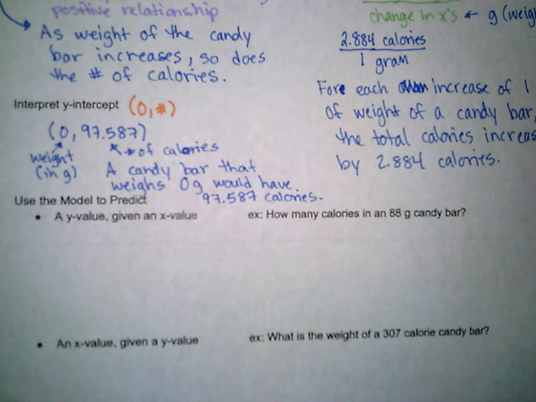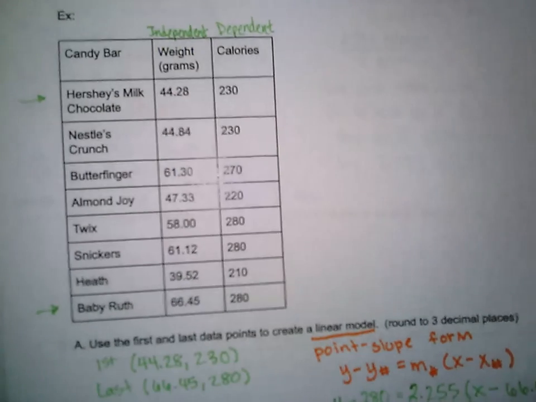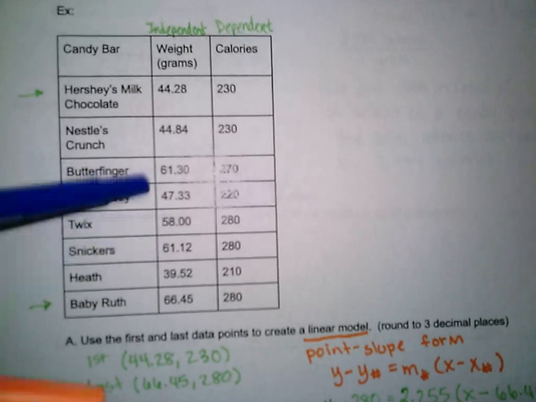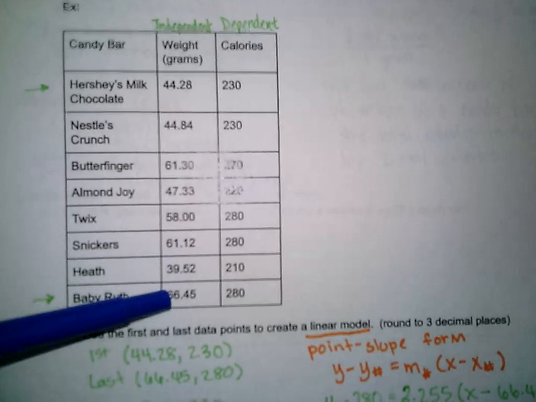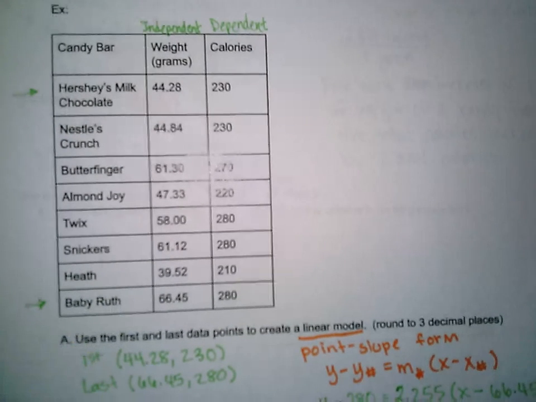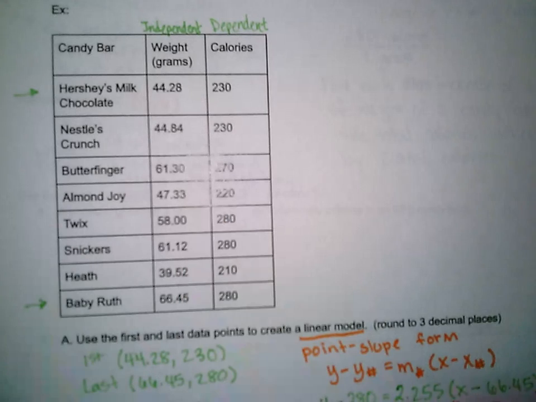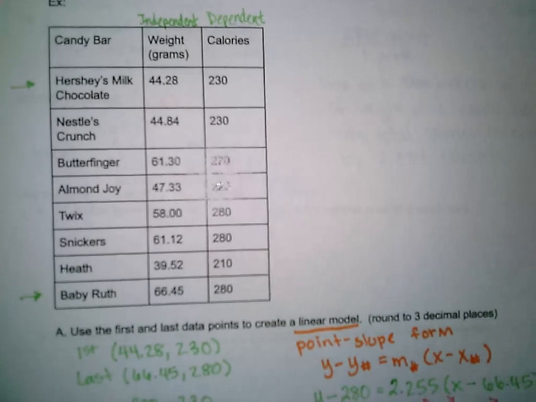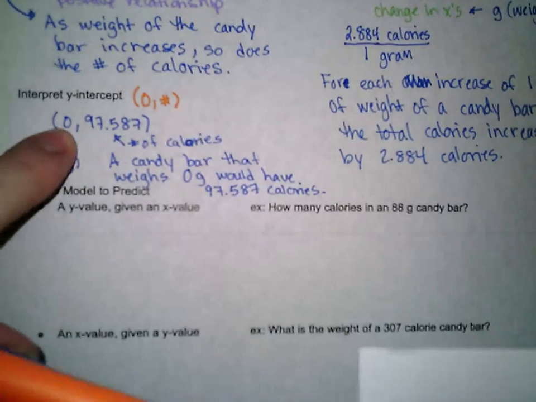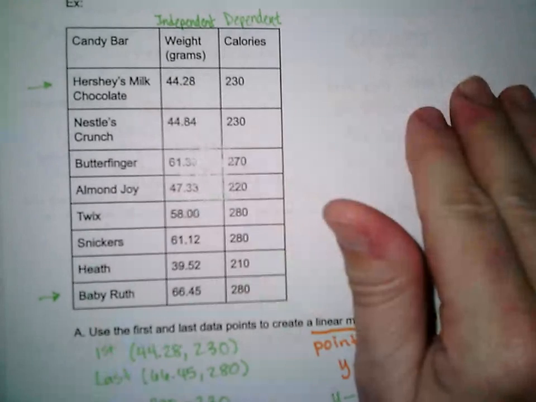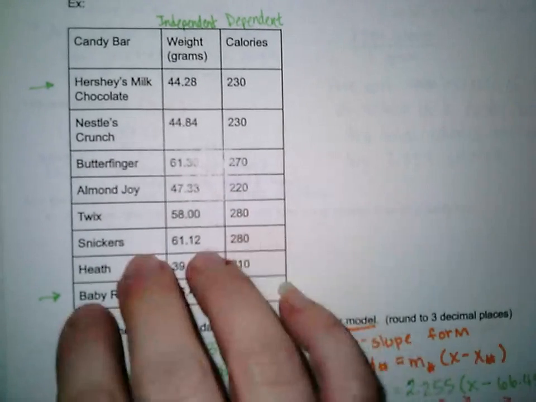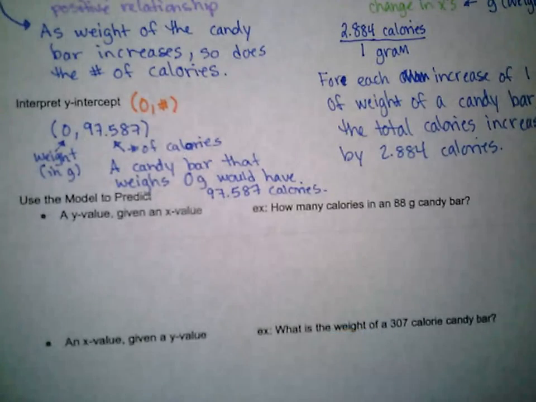So let's talk a little bit about that. When we're creating these models, they are based on a set of data values. So ours were based on these data values. Our data values ranged in between 39.52 and 66.45. So when we're creating our model, we're just using a very narrow range of weights for our candy bars. So if we go very far outside of that range, say to 0 grams, then the model may not be a good fit for that data anymore. Or if we went super far out the other way, like 200 grams, this model may not be a very good fit for our data.